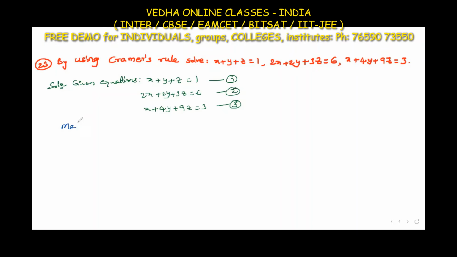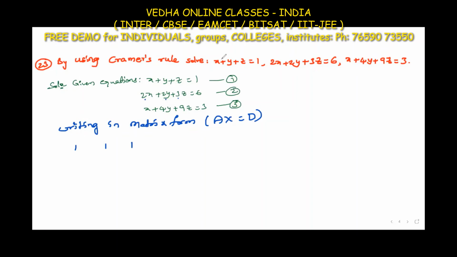How to write in the matrix form? So what is the matrix form? A into X equals D, or B, we can write anything. So AX equals D is the matrix form. What is the A matrix? The x coefficient, y coefficient, z coefficient of equation 1. Take equation 2's x coefficient, y coefficient, z coefficient.